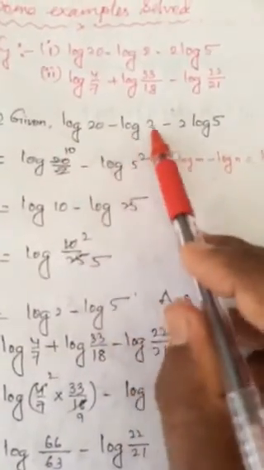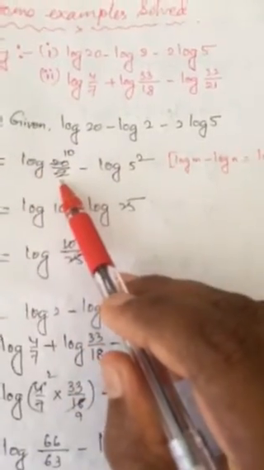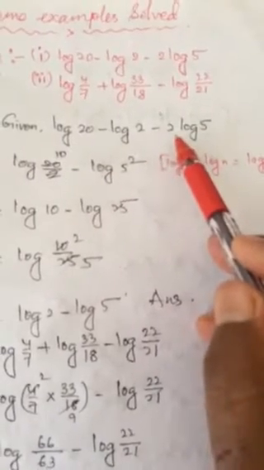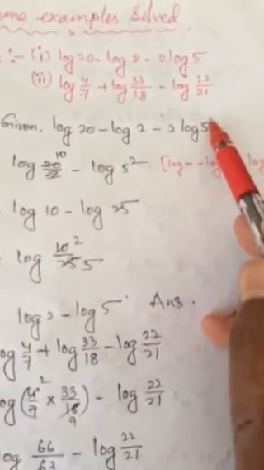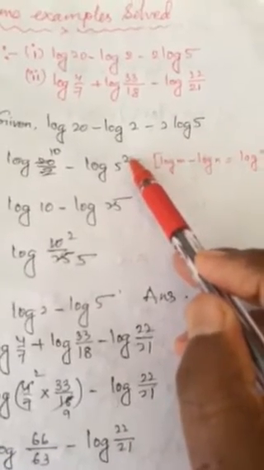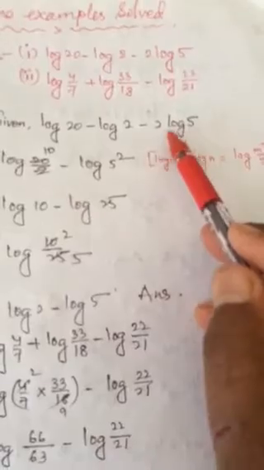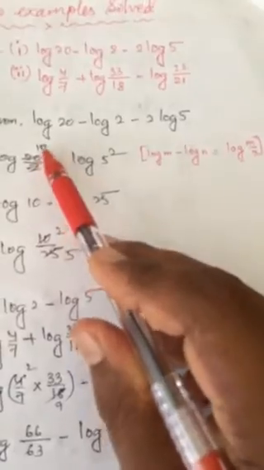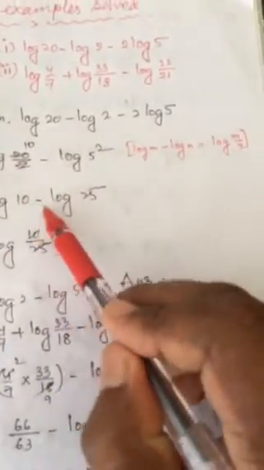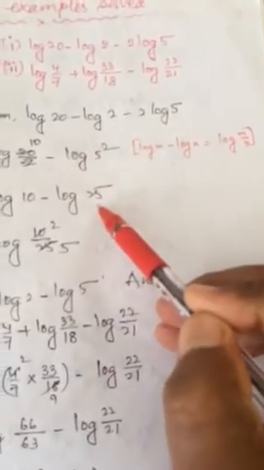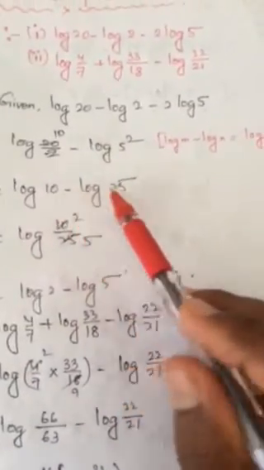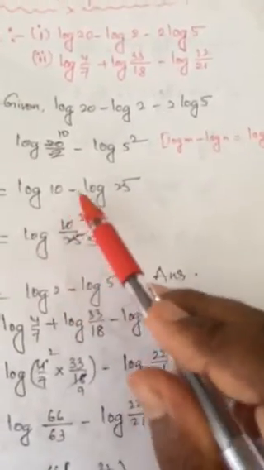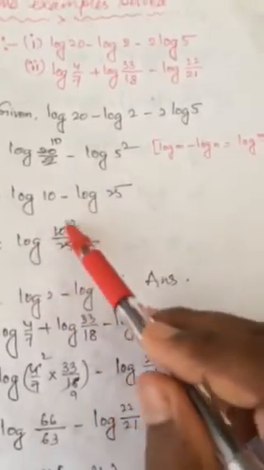You say log 20 minus log 2 equals log 20 by 2. Now, I have already told you in the previous video also that the number should be brought here as an exponent. So 2 log 5 is written as log 5 to the power 2. Now 20 by 2 is 10, so log 10 minus log 5 squared, which is 25. Again it is in minus, so you can write it in the form of division: log 10 by 25.